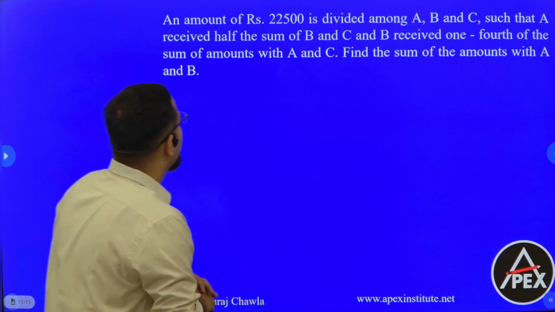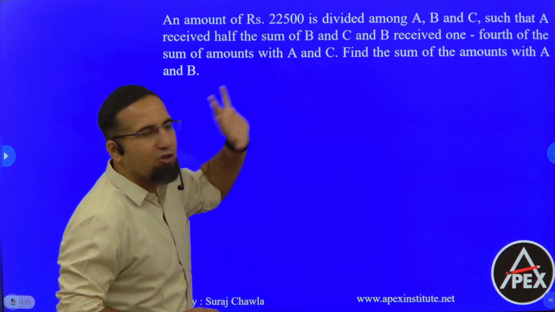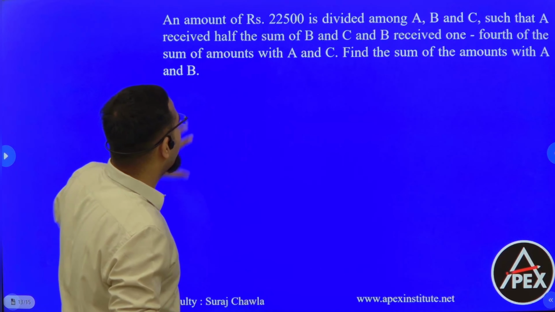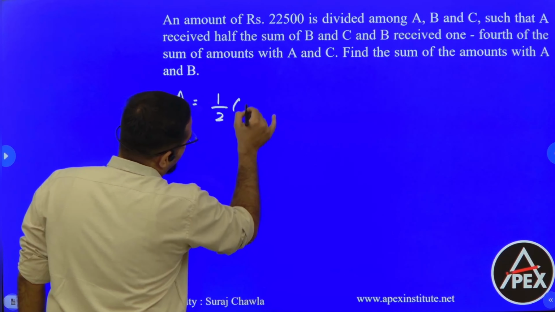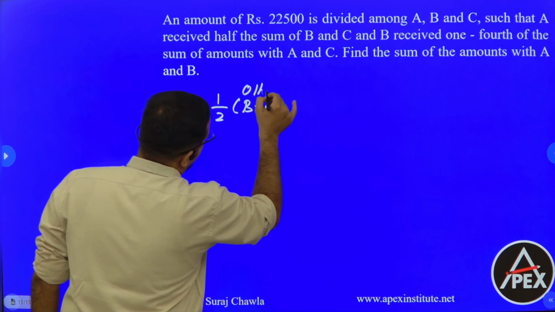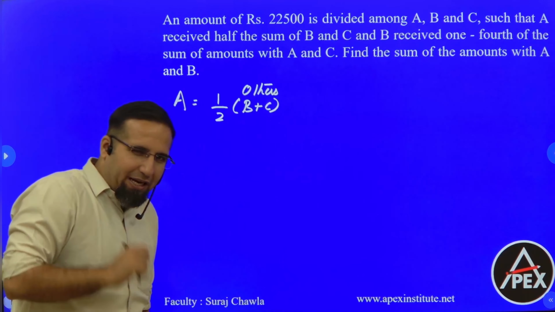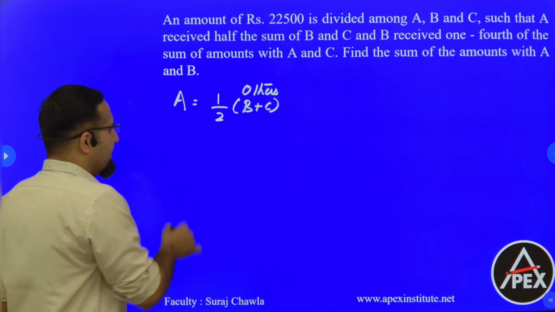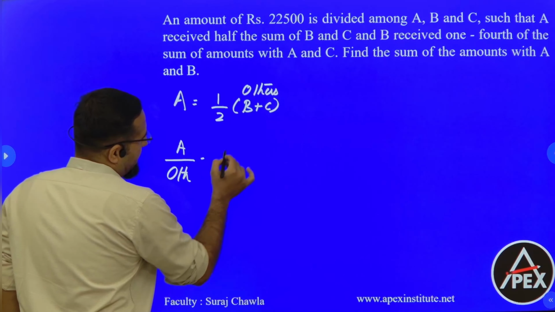Remember this. I am told that a total amount of 22,500 is divided amongst A, B and C such that A received half of the amount with B and C. Now let me write this as others. Now remember guys, can I rewrite this as A by others is equal to 1:2?